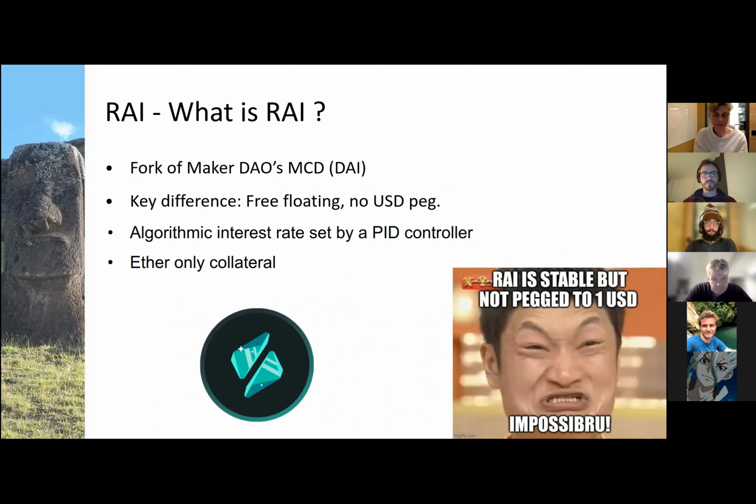Okay, so let's move on to RAI. What is RAI? RAI, at its core, is a fork of MakerDAO's MCD, what most of you likely know as DAI, with one very important key difference: it's not pegged to the US dollar. It is free floating, and therefore RAI is not worth $1 US. At its core, there is an algorithmic interest rate set by this PID controller, and it is Ether-only collateral.